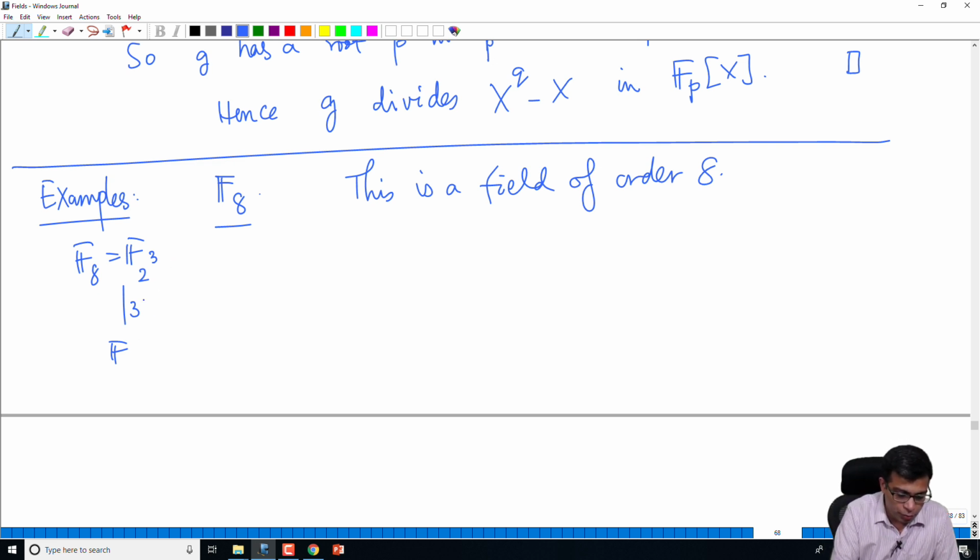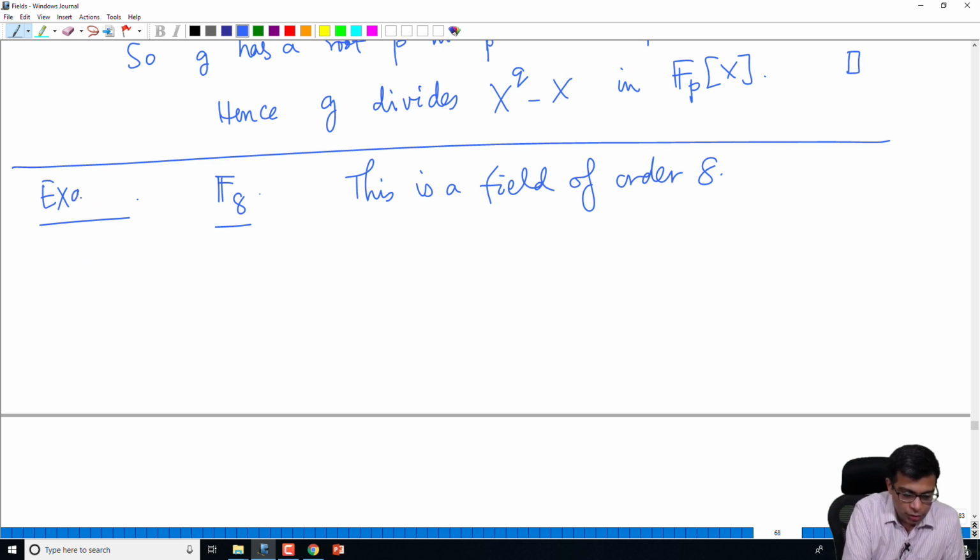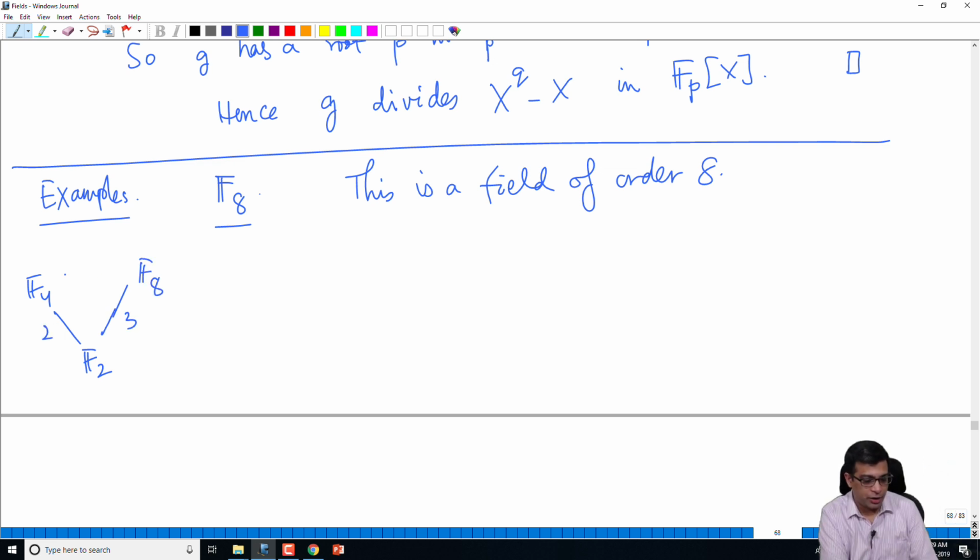And if you want to understand where F4 fits into this picture, you have F4 here and F8 is not comparable to this. Okay, this is 2, this is 3. There is no containment result between F4 and F8. I am going to do another example after discussing this where I draw this picture of subfields for a given field. So then you will understand this more.